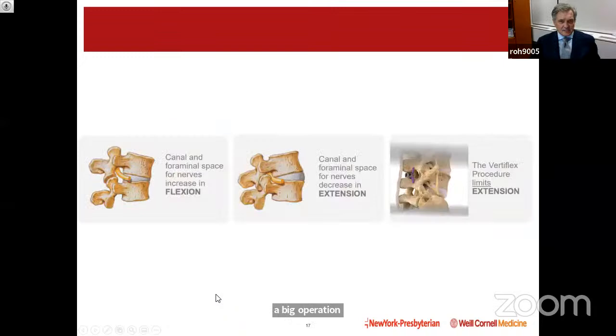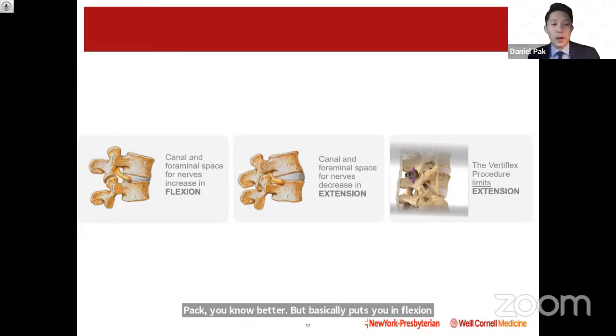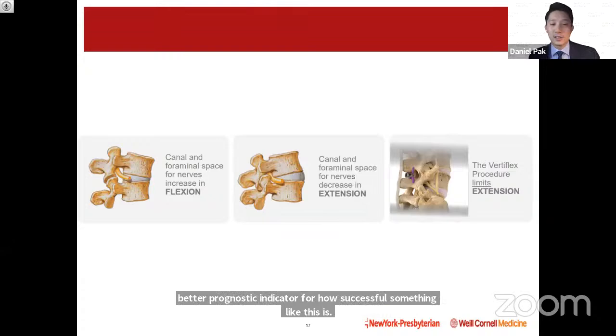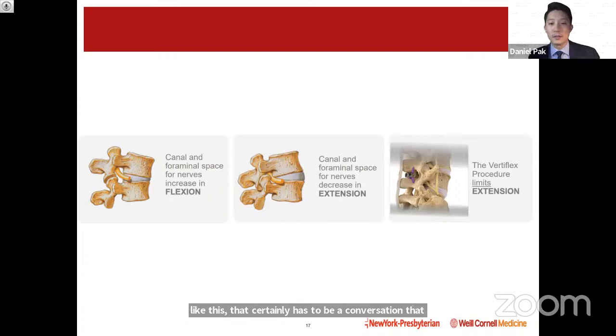And this is the idea, again, what these devices do, and Dr. Pack, you know better, but it basically puts you in flexion, which opens up the spinal canal, right? Yeah, and one thing I want to mention is when people hear this, they say, oh my goodness, you're altering the alignment of the spine. And again, there's nuances in terms of who are good candidates for this procedure. What I will say is that we will always ask patients, do you get relief with sitting and bending forward? If you get relief with that, then that is usually a better prognostic indicator for how successful something like this is. But again, if you are entertaining something like this, that certainly has to be a conversation that you have with your surgeon and also some of our other specialists.